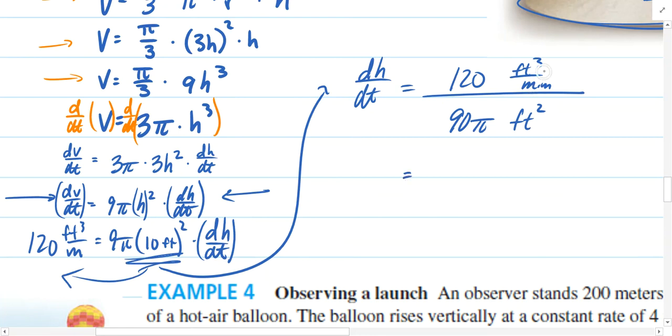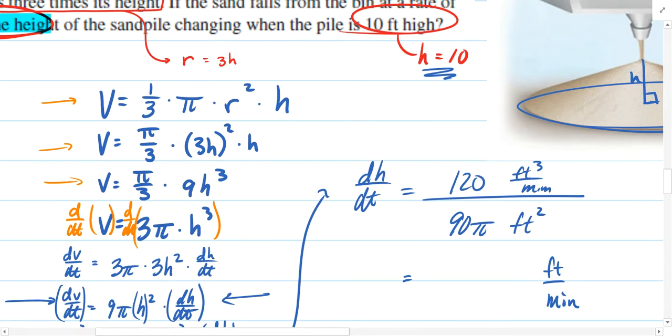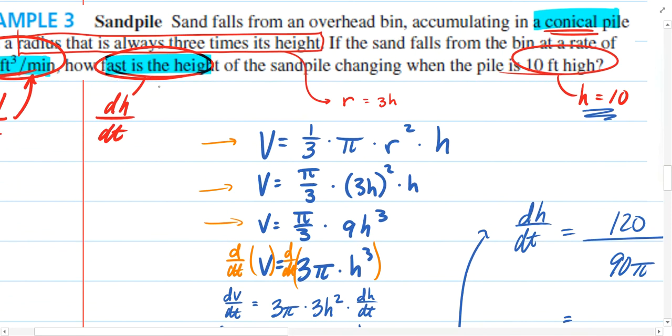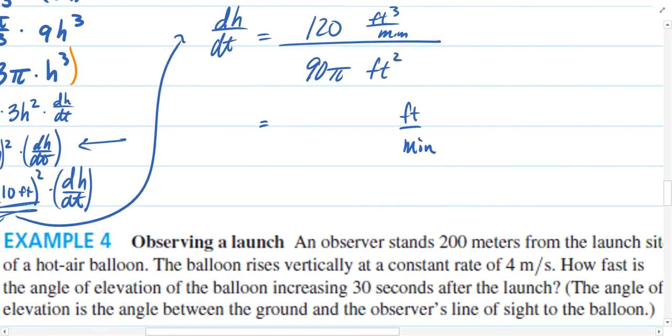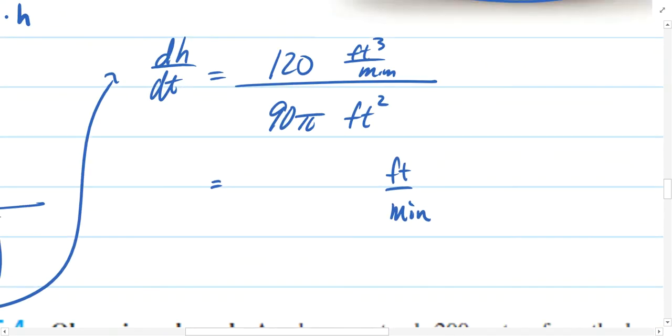And if we have feet cubed per minute divided by feet squared, essentially 2 of these feet units will cancel with 2 of these feet units, and we're going to be left with feet per minute as our unit. And I'm fairly certain that that's desirable here because we're looking for the rate, how fast the height of the pile is changing. And since this is a rate, it's a measurement of the height in feet relative to time in minutes. So feet per minute is the unit that we want when we're done.